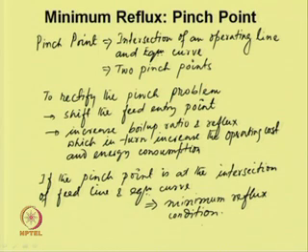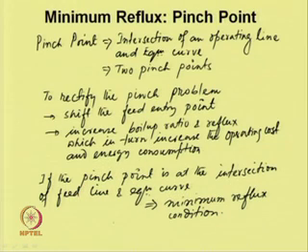At the minimum reflux condition, which is the opposite of total reflux, where we need the minimum number of stages for a given separation, at the pinch point, that is at minimum reflux, we need an infinite number of stages for the given separation. That means the distance between the operating line and the equilibrium line is 0, so when we try to obtain the number of stages by the McCabe-Thiele stage-by-stage method, we cannot go out from the feed point, because the distance between the equilibrium curve and the operating line is 0.